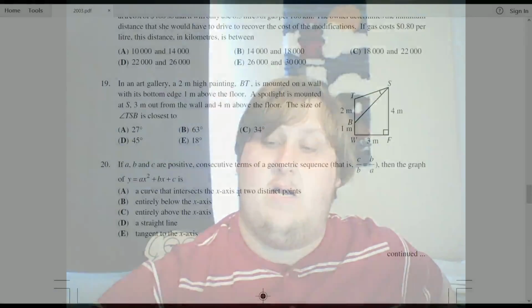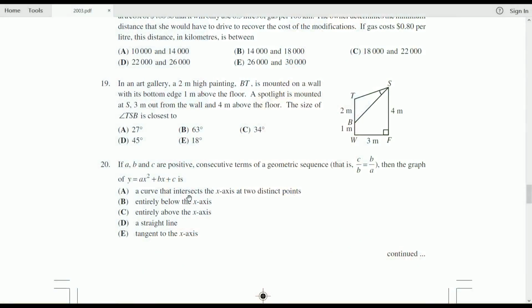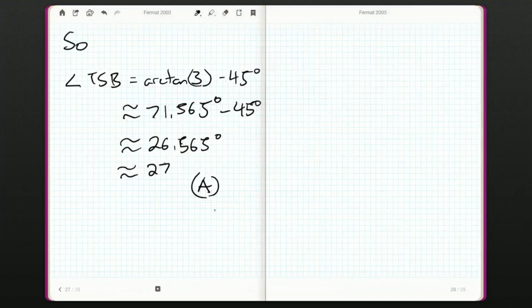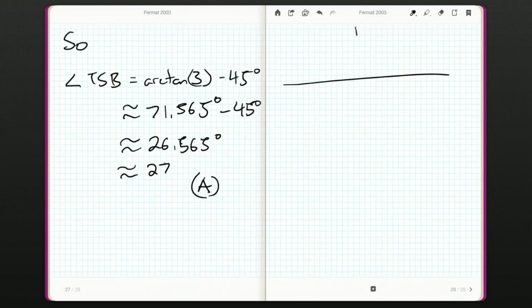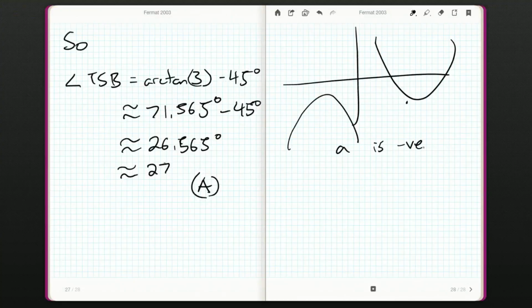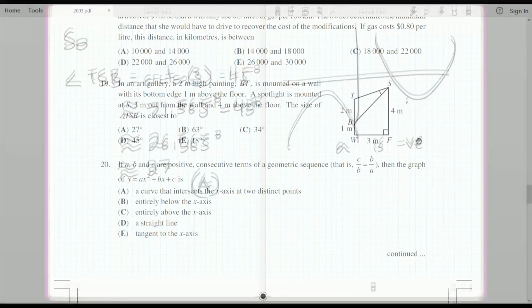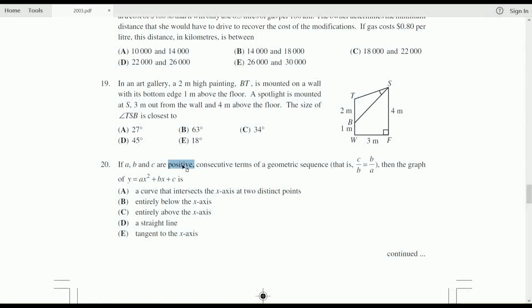Okay. So another possibility here is that it's entirely below the x-axis. Now I don't think that's possible, and why I would say that is because if you imagine a parabola, and we're just sketching one, if it's entirely below the x-axis, it's got to open downwards. If it opened upwards, eventually it would cross the x-axis. And to do that, that would mean A has to be negative. And that can't happen because we're told A is a positive one, just like B and C are positive. So B is already out.